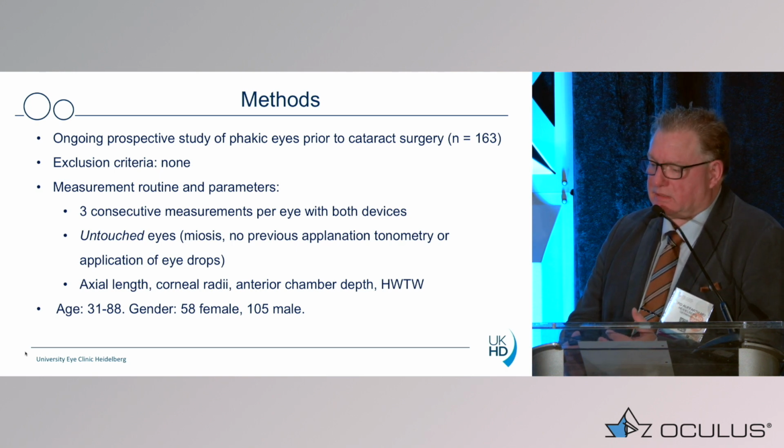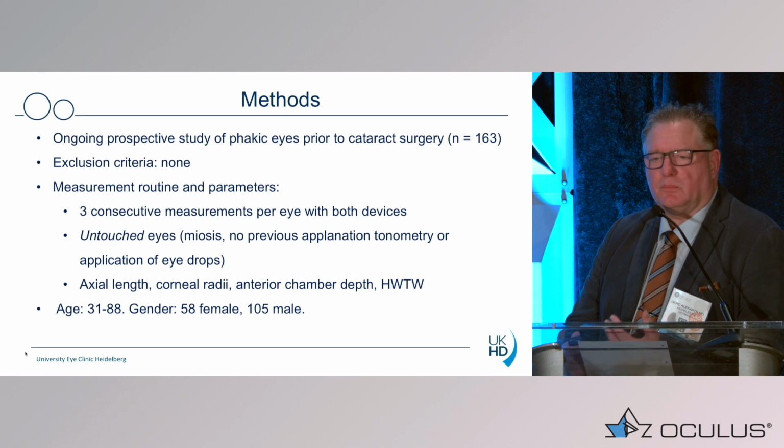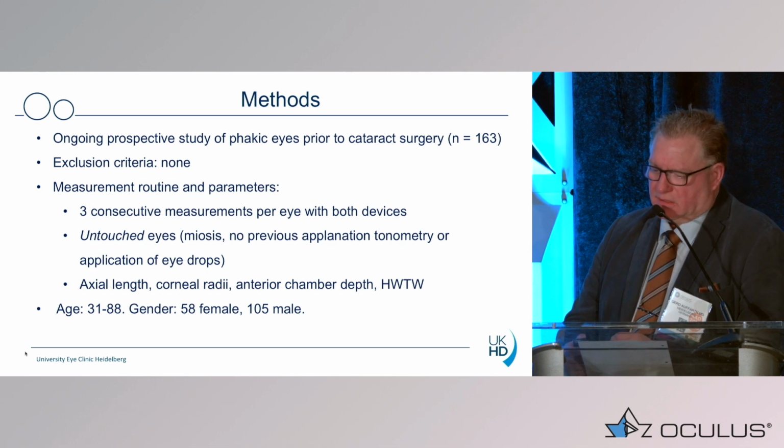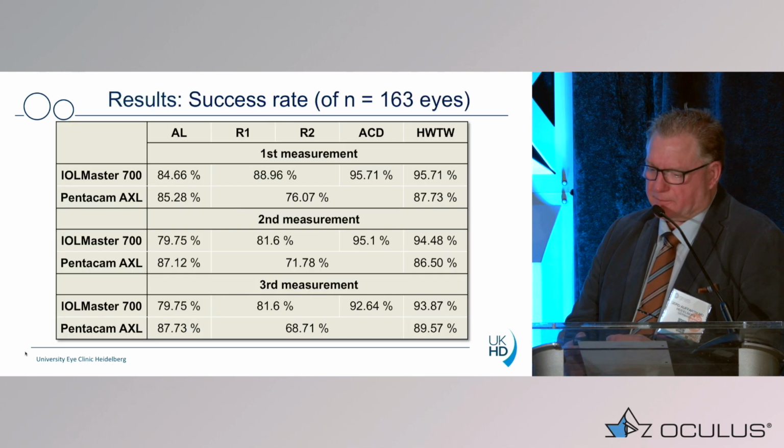We were analyzing 163 eyes here. We had no exclusion criteria, so everybody who walked in. So this is kind of a real-world scenario, including also patients who are not so cooperative, who are moving their head, or patients that had some other surface diseases, stuff like that. So nothing was excluded here. 3 consecutive measurements. The measurements were done on more or less untouched eyes, so we don't do any kind of examination before that type of measurement. This is a normal population, as you can see here.